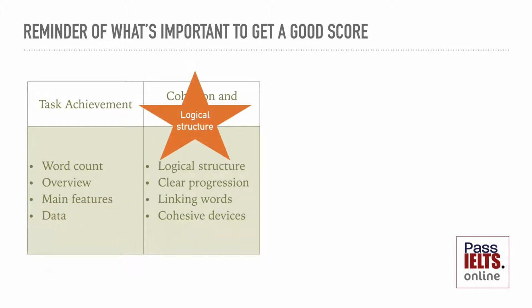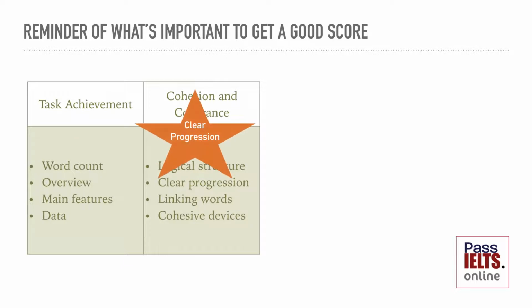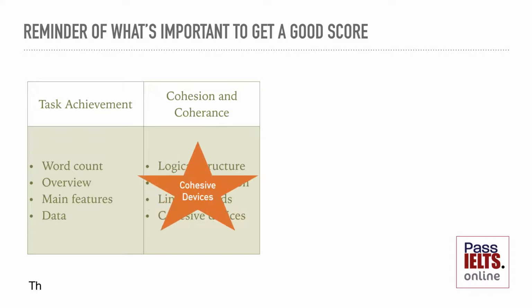When it comes to cohesion and coherence, it's important that your writing is logically structured. Again, that you have a clear progression so that the reader, the examiner, can follow what you're saying. You should use some linking words and cohesive devices.